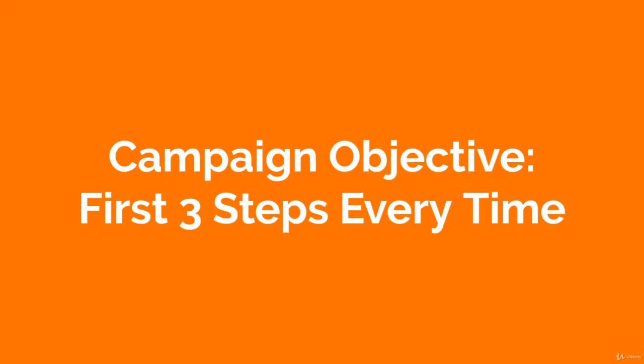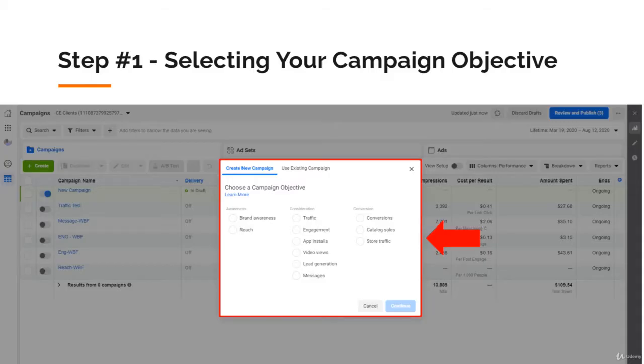Campaign objective. First 3 steps every time. So after clicking that green Create button on the Ads Manager page, the first step will always be to select your campaign objective.